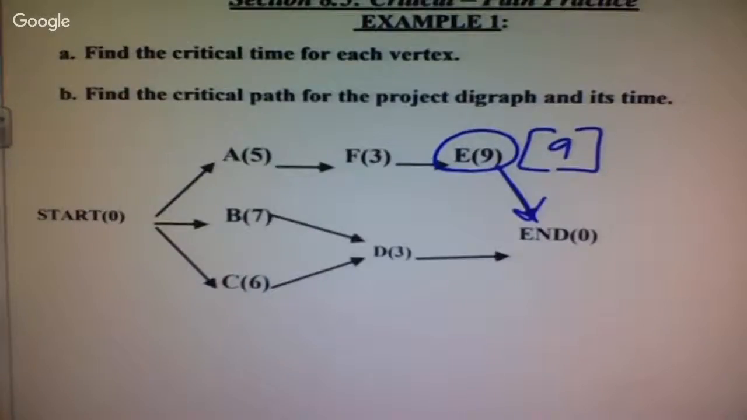Okay. What if I started at task F and tried to get to the end? 12. Because I'd have to go to E and then I'd have to go to the end. What if I started at A and tried to go to the end? 17.